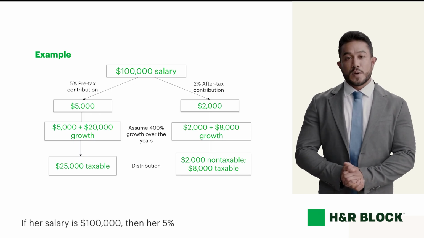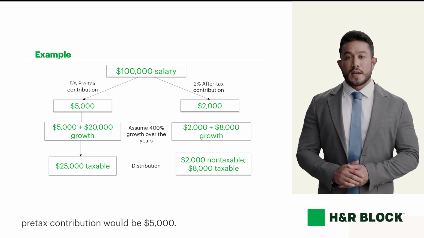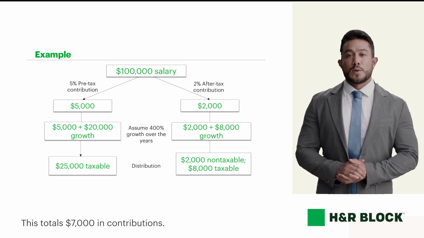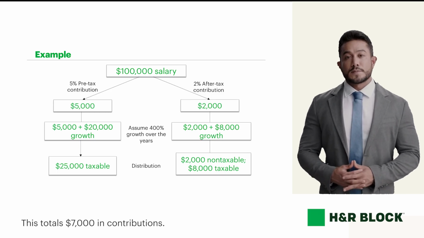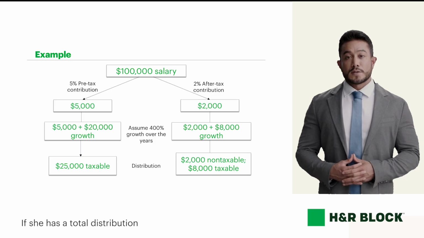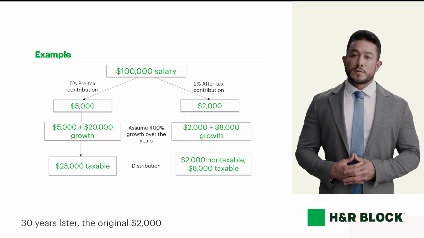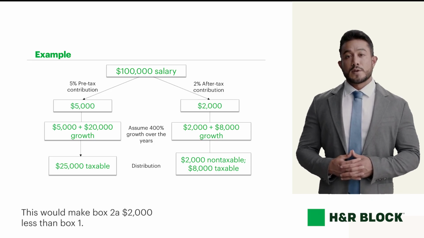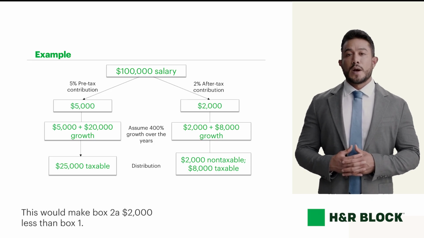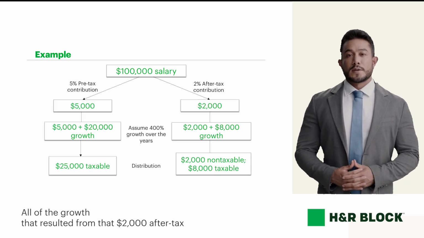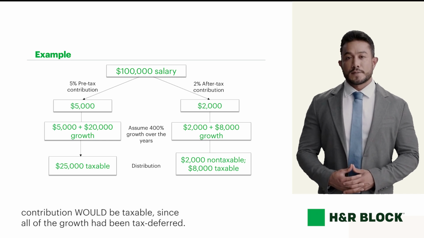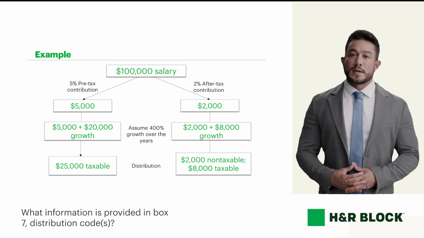If her salary is $100,000, then her 5% pre-tax contribution would be $5,000. Her 2% after-tax contribution would be $2,000. This totals $7,000 in contributions. If she has a total distribution 30 years later, the original $2,000 she contributed after tax would not be taxed again. This would make Box 2 $2,000, less than Box 1. All of the growth that resulted from that $2,000 after-tax contribution would be taxable since all of the growth had been tax deferred.